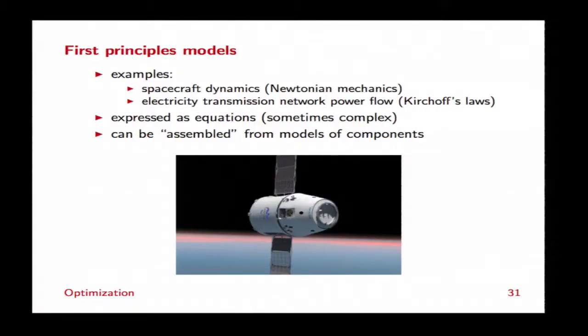Okay. So first principle models would be things like Newtonian mechanics, electricity transmission. These are generally written as equations, and they can be assembled from smaller things. So you can hook them together and then figure out what happens.